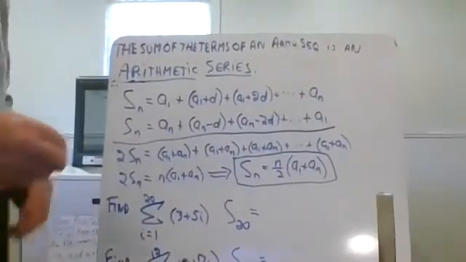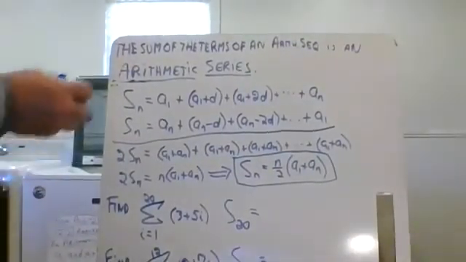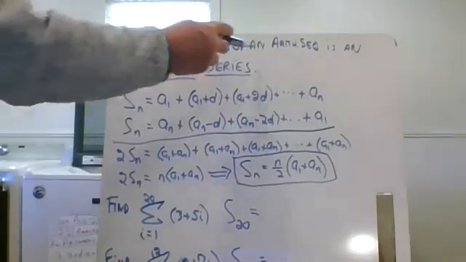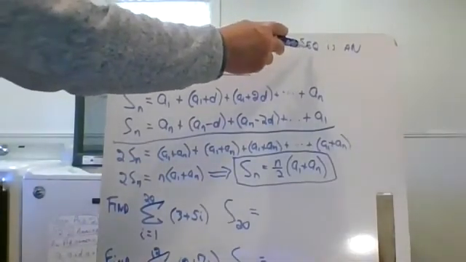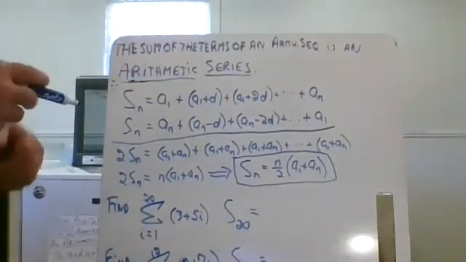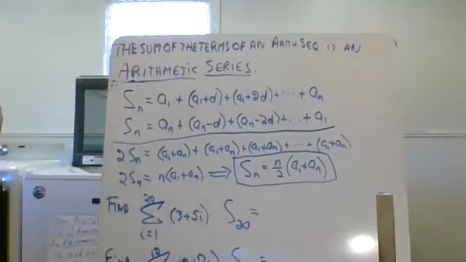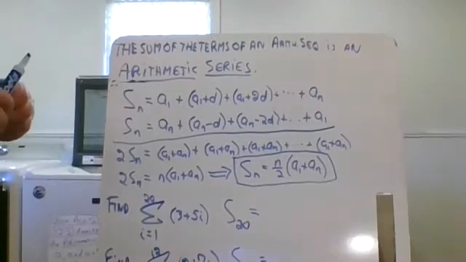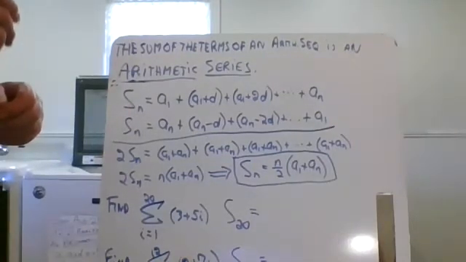Now let's look at series. The sum of the terms of an arithmetic sequence is an arithmetic series. That's what an arithmetic series is, adding up the terms of an arithmetic sequence.